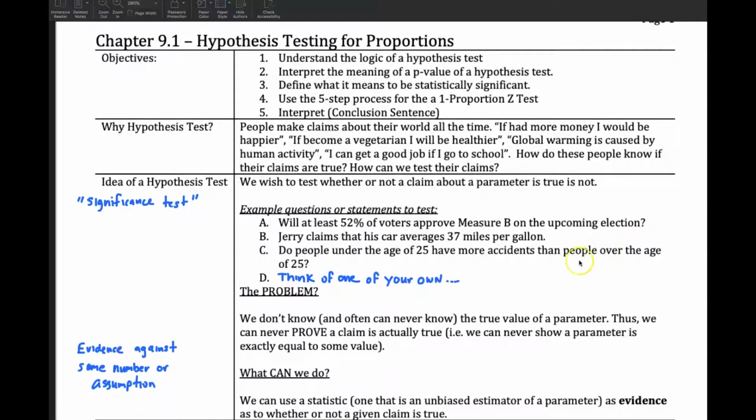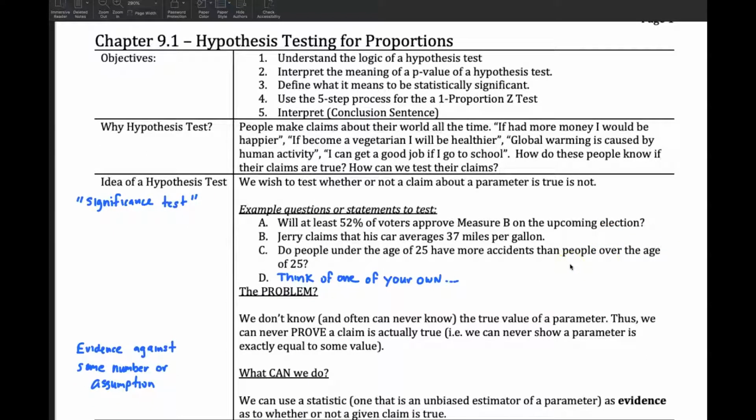We start our next section on hypothesis testing. Hypothesis testing is relevant because in our world you'll hear people make claims all the time, right? If I had more money, I would be happier. If I become a vegetarian, I'll be healthier. Global warming is caused by human activity. I can get a good job if I go to school.